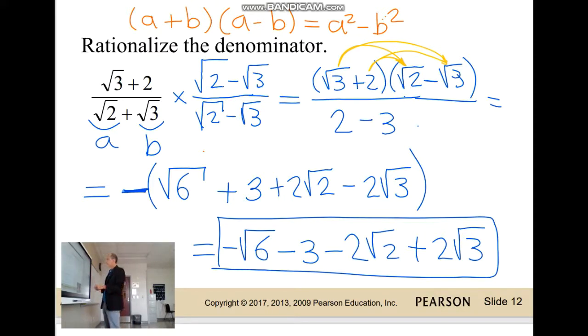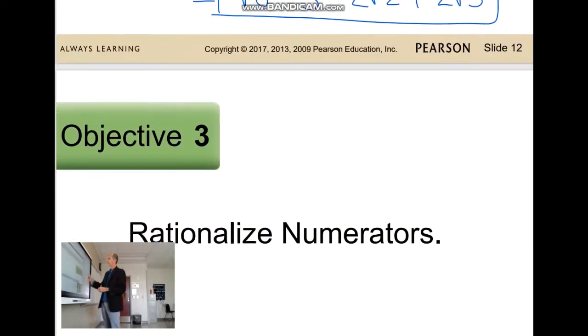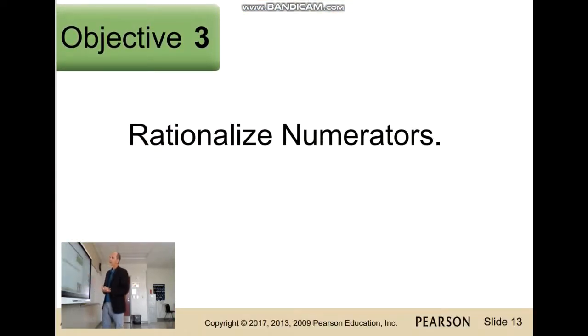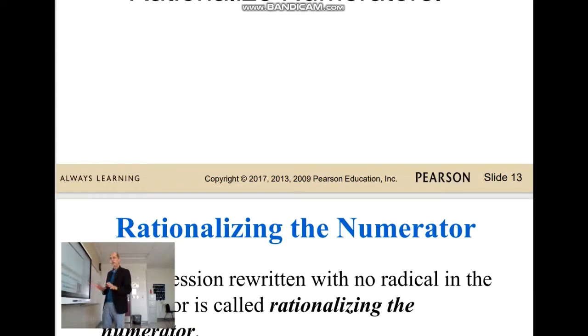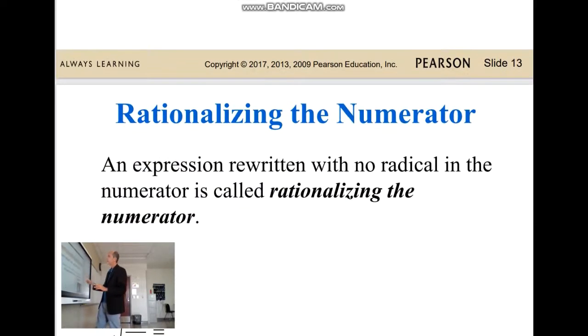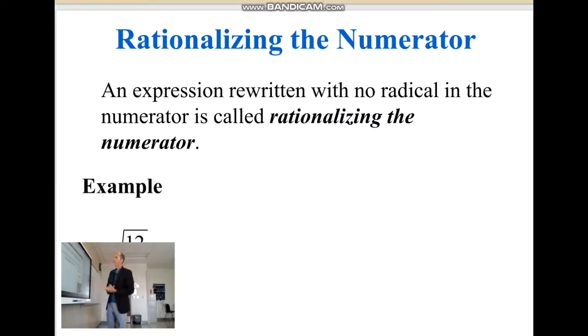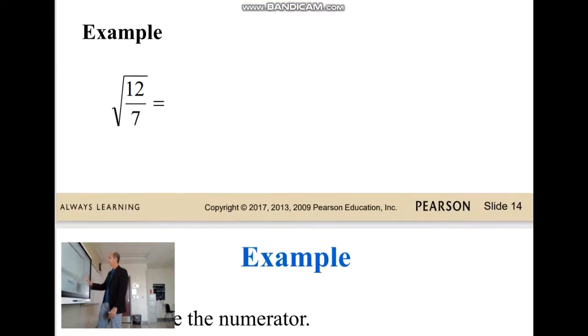Moving on, and now we have the next objective, which is objective number 3, rationalizing numerators. The usual thing is to rationalize the denominator, but eventually you might be asked to rationalize the numerator. An expression rewritten with no radical in the numerator is called rationalizing the numerator. And let's get an example here.